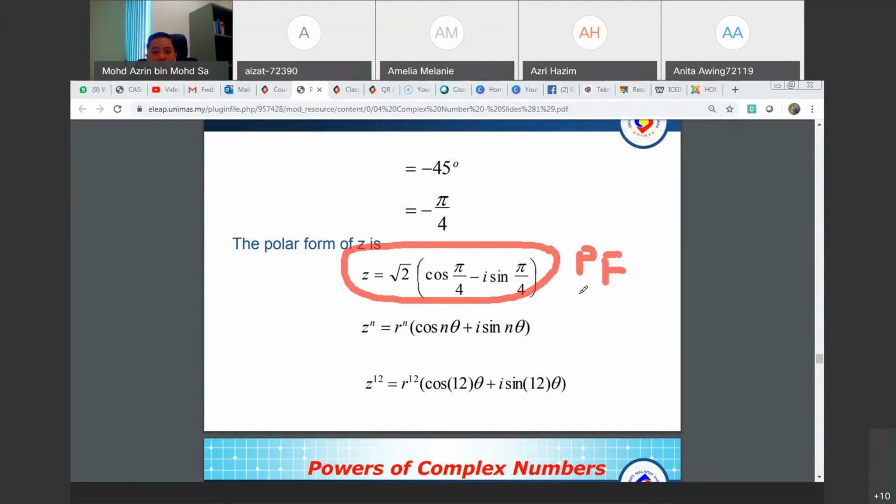Polar form. Now we want to insert into the de Moivre theorem, DMT. Okay. So this is the DMT form, from the polar form you got earlier.